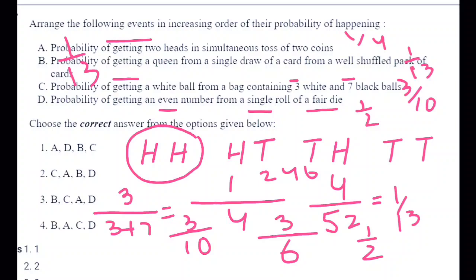That means first we should get B. Okay, so first we should get either this. Then we have 1 upon 4, 3 upon 10. So 3 upon 10 is less than 1 upon 4. So 3 upon 10 is for C. So we get C, B, C. A is 1 upon 4. Then we will get 1 upon 4. And lastly we get 1 upon 2, which is D. So the correct option should be the third option if I write them in ascending order of the probability of happening.